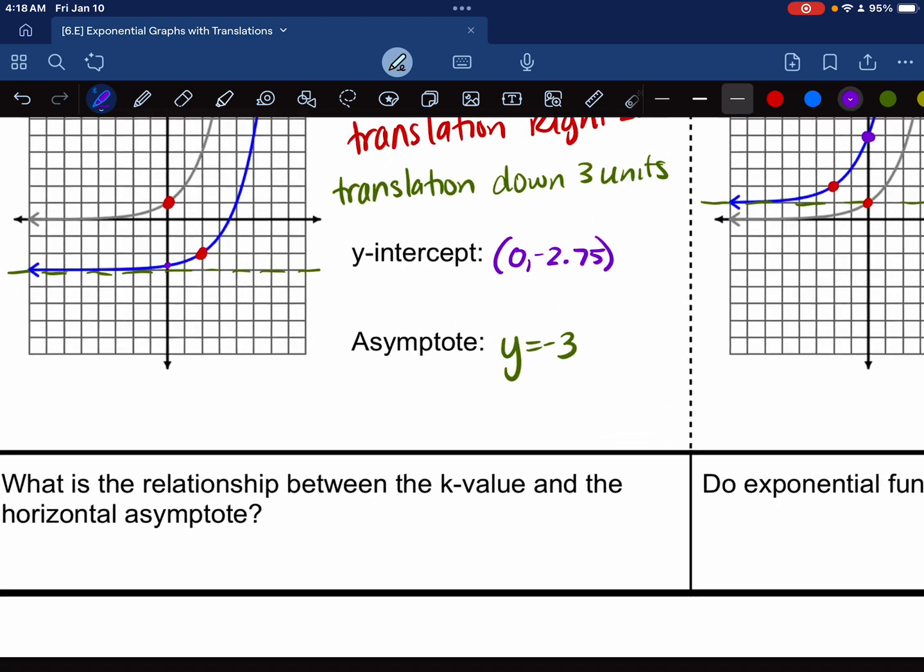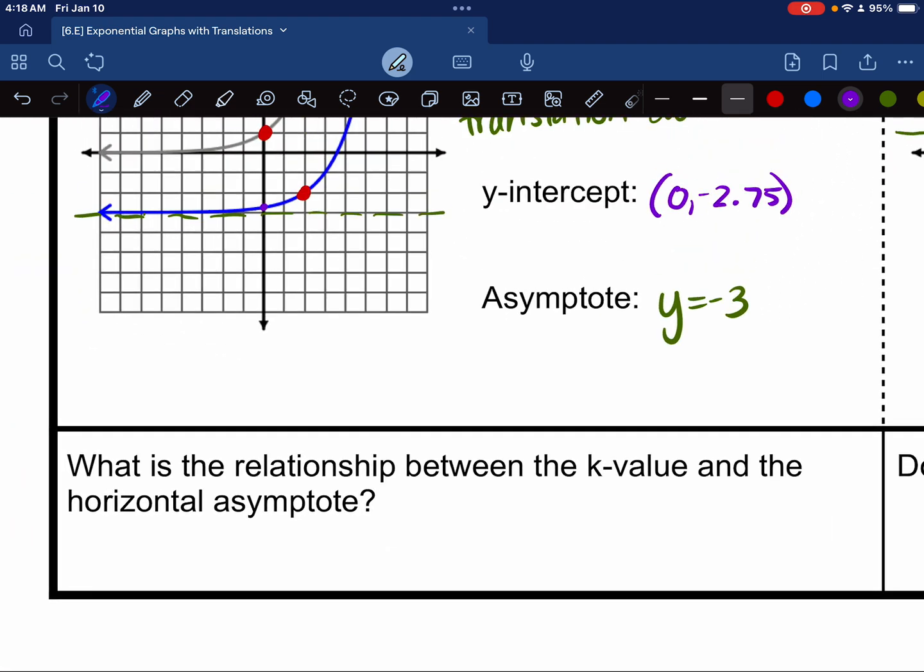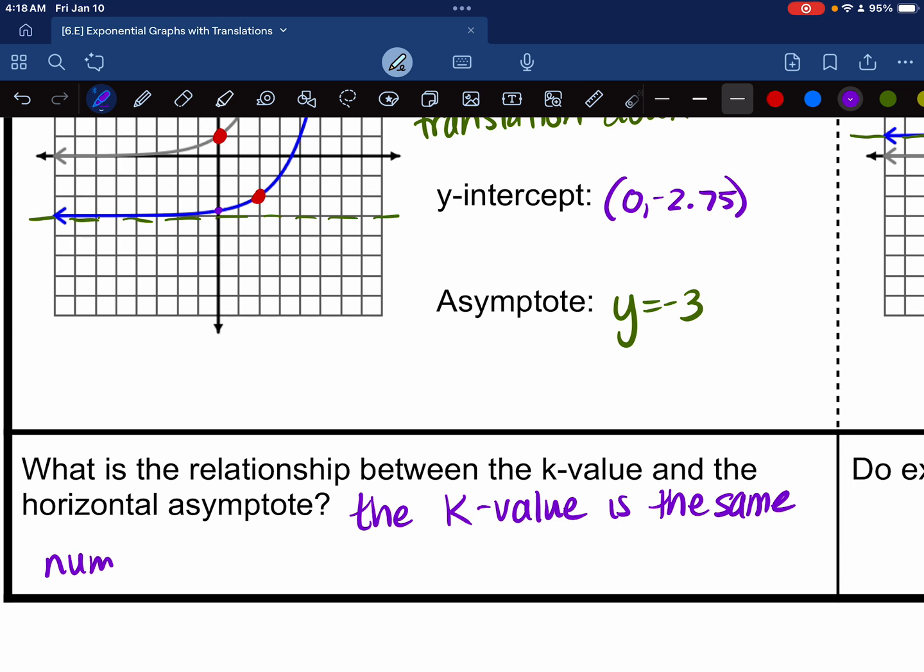All right, so it says, what is the relationship between the k value and the horizontal asymptote? Well, the k value is the same number used in the horizontal asymptote. Right? So the equation is really y equals k.